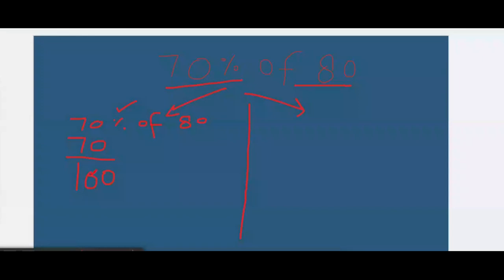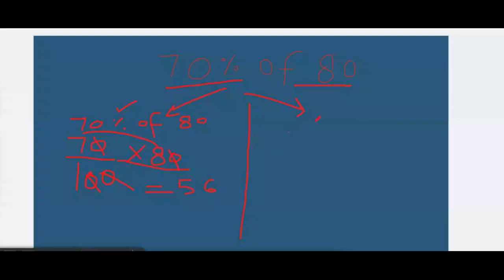Okay. And as I told you, of means multiplication and then 80 as it is. The next step, we can extend the line as well. We can cut the zeros, one zero from denominator and one zero from numerator. Now what is left here? 7 times 8, which is equal to 56.